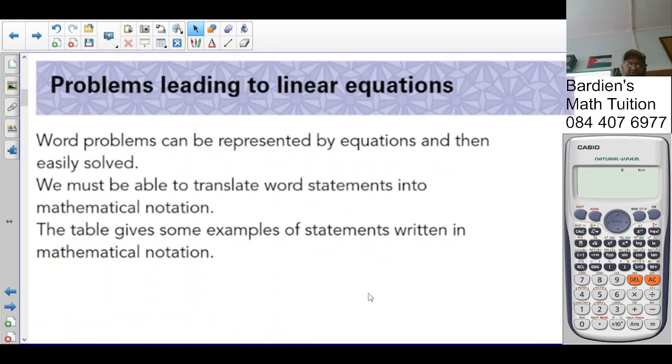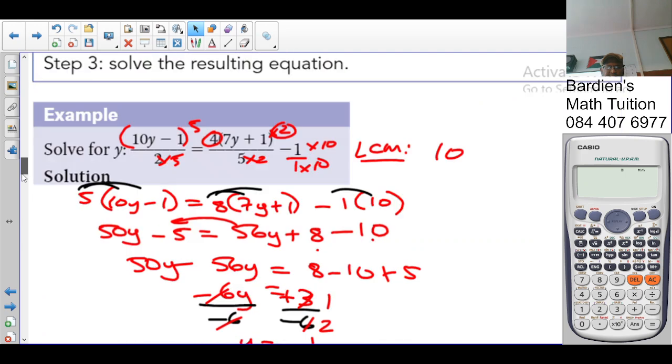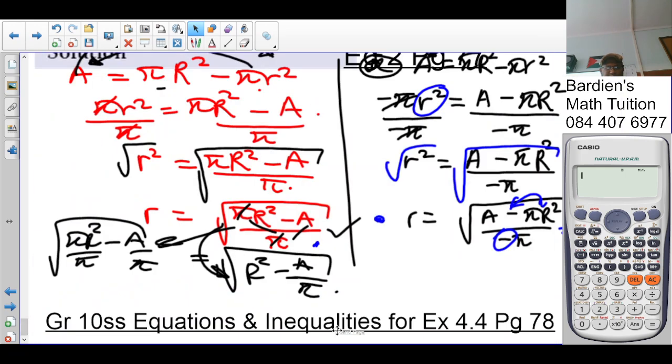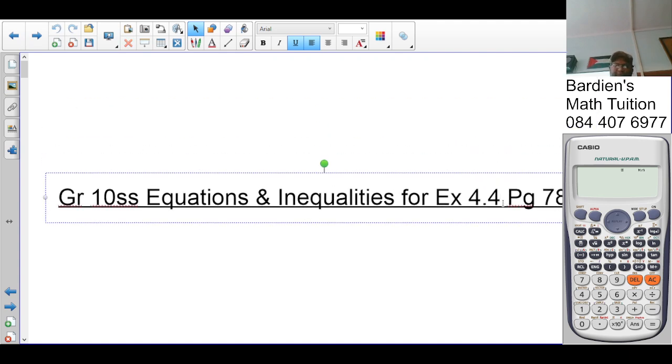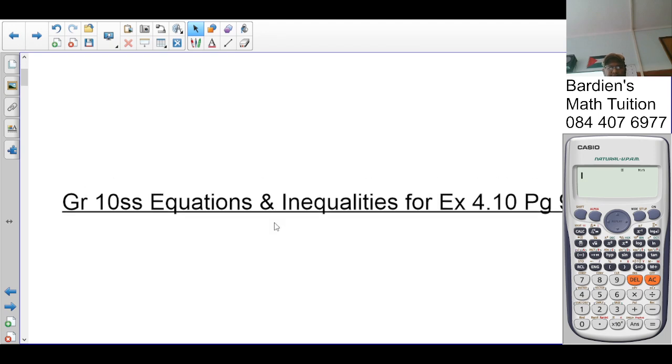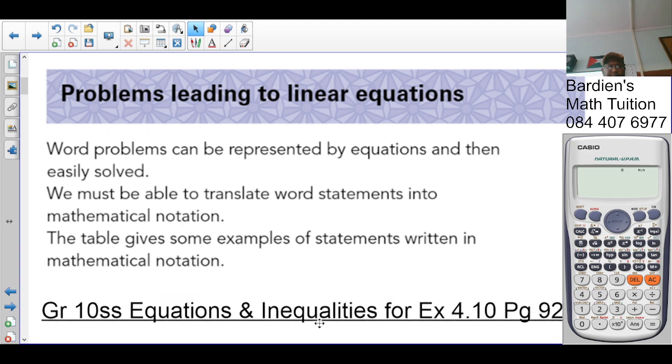Alright, so these are examples for the exercise. Let me just get the reference quickly. This is exercise 4.10, and the exercise is on page 92. So, problems leading to linear equations.